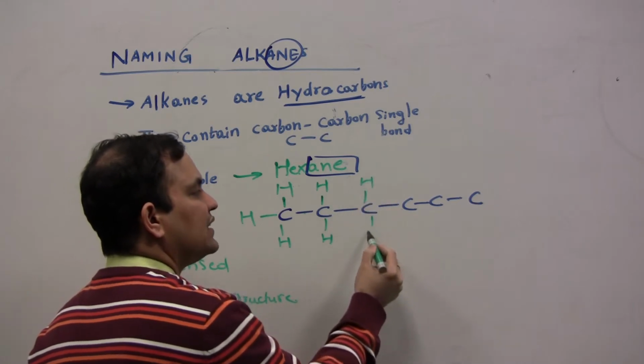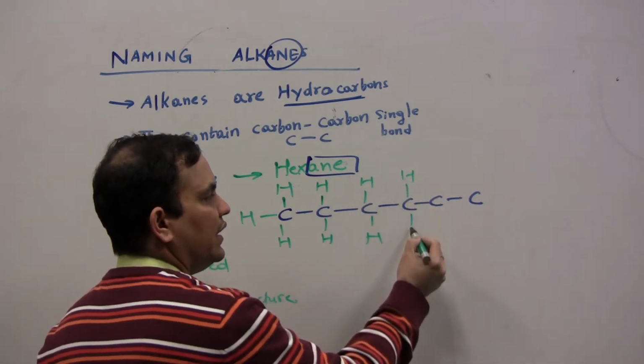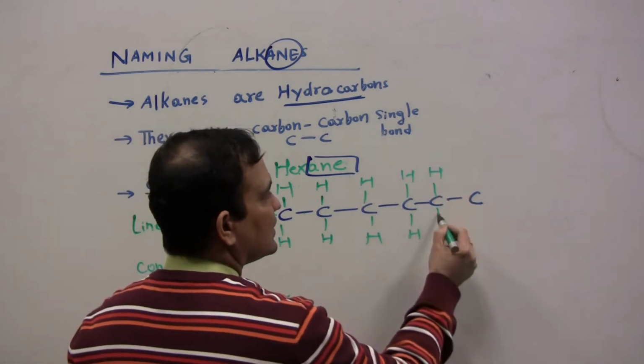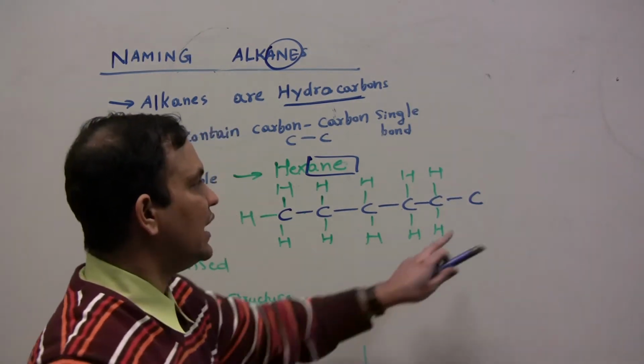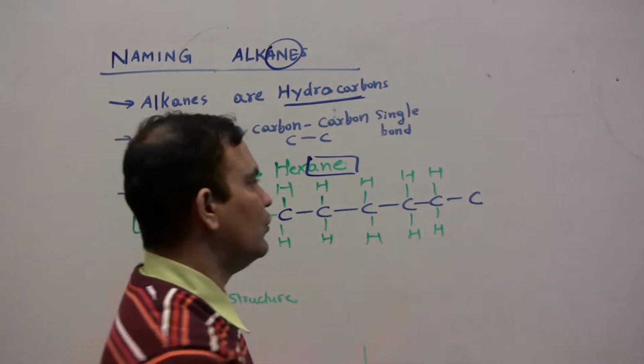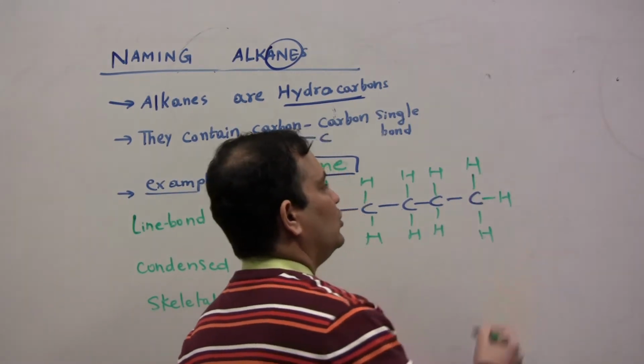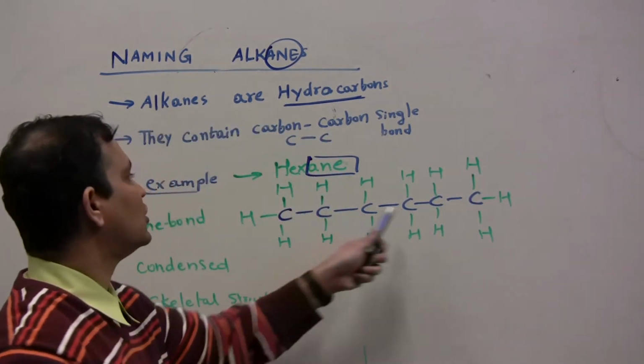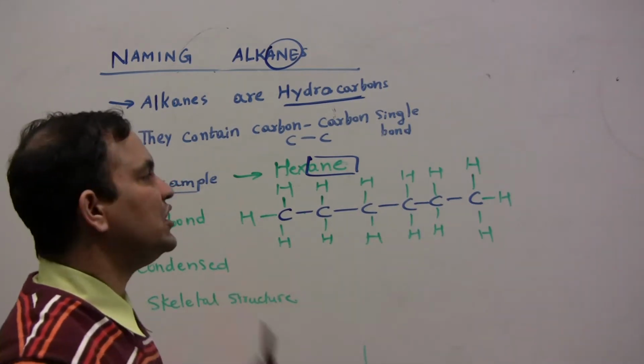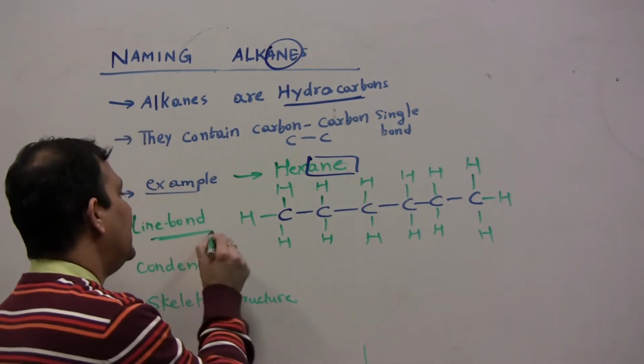Similarly for the next carbon, next carbon, next carbon. And the last carbon has already formed 1 covalent bond, so we need to fill the valencies with 3 hydrogens. So this is the structure for hexane, and we call this structure the line bond structure.